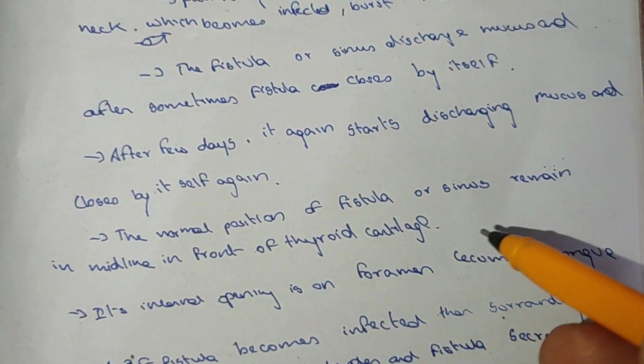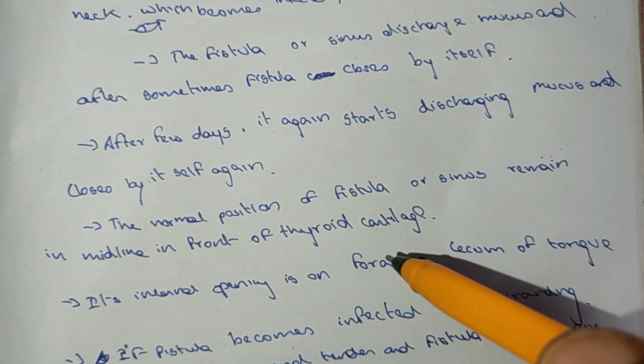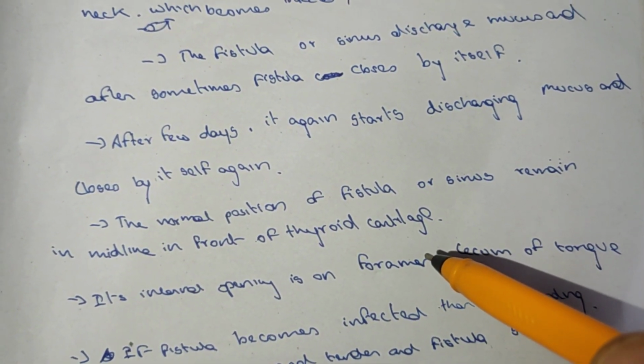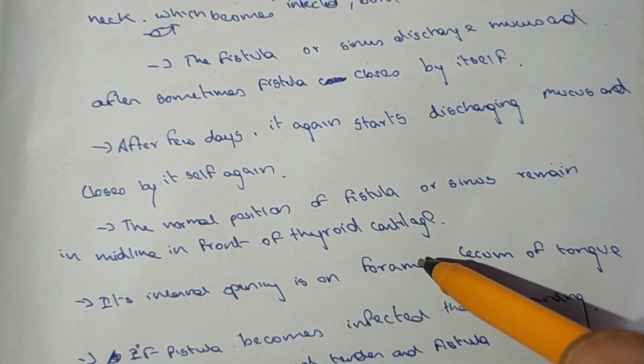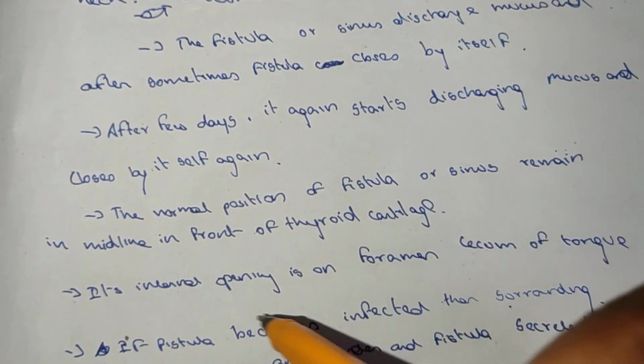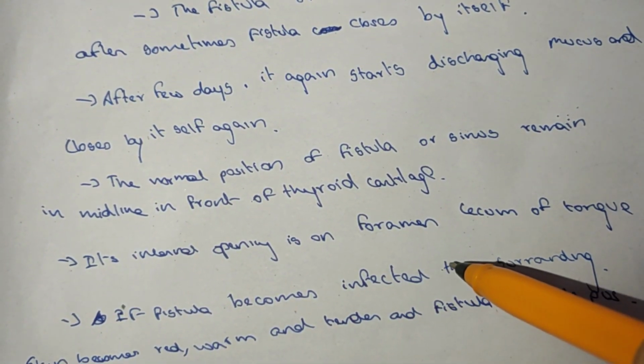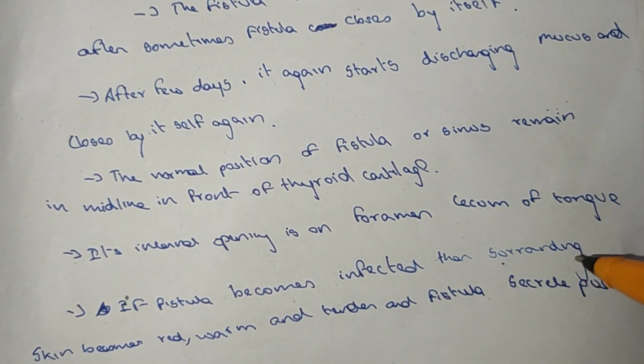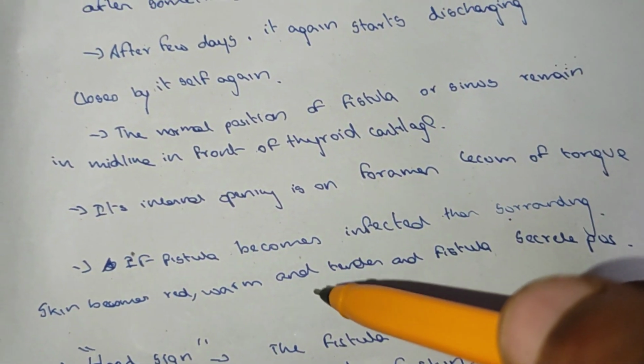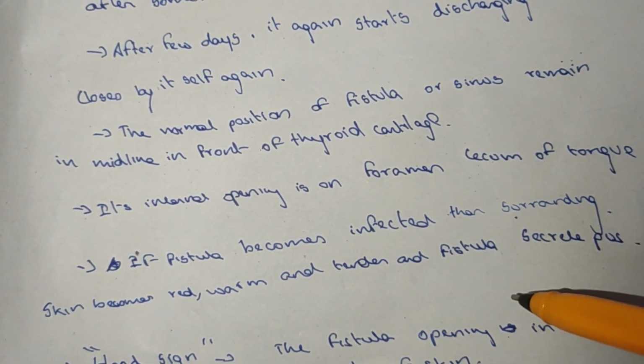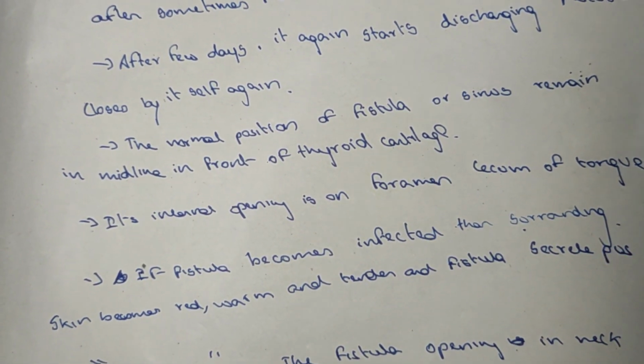The normal position of the fistula or sinus remains in the midline in front of the thyroid cartilage. In front of the thyroid cartilage, the fistula position is in the midline. The internal opening is on the foramen cecum of the tongue. The skin becomes red, warm and tender. Foramen cecum of the tongue.